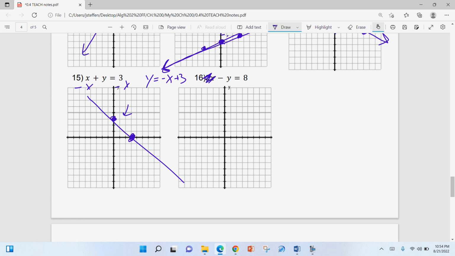This one, if you cover up your x, we get divide by -1, so we get -8. 1, 2, 3, 4, 5, 6, 7, 8 is your y-intercept. And if you cover up your y, divide by 2, we get 4 for my x-intercept. So 1, 2, 3, 4. Just connect those.